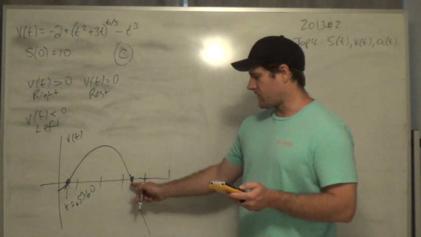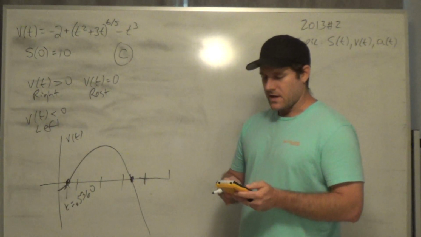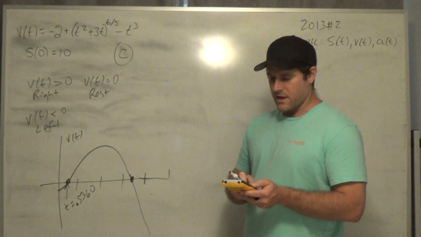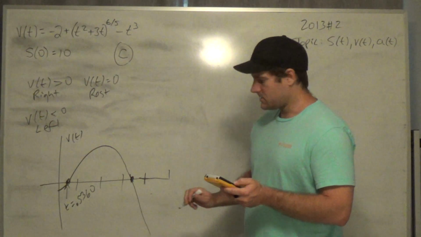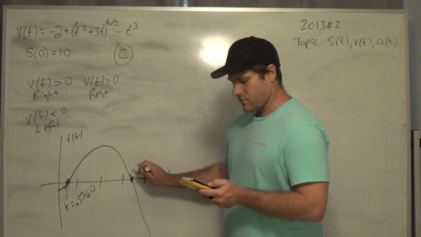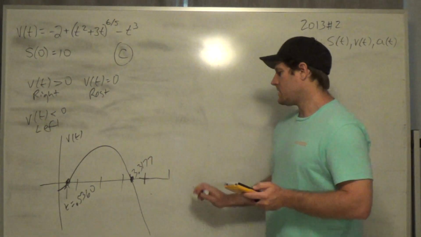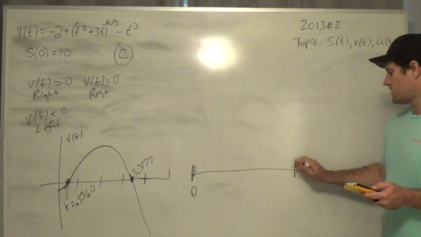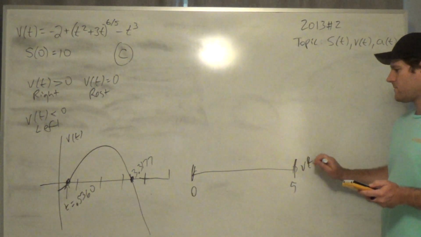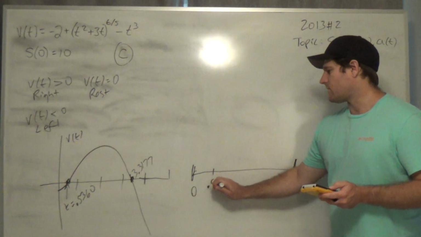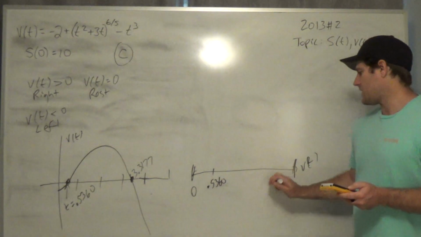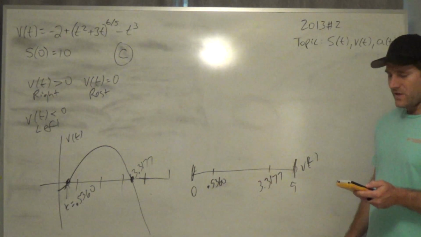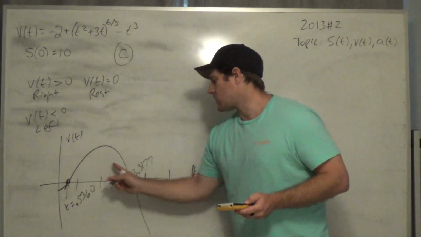Alright, anyways, time is 0.5360, and then I want to find the second one. Second calc, zero. Go to the left, go to the right, and I get 3.3177. So if I made a quick sign chart of velocity from time 0 to time 5, we have over here 0.5360, and over here we have 3.3177. All right, and then it's below the curve, above the curve, below the curve.